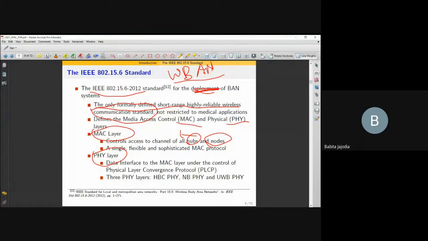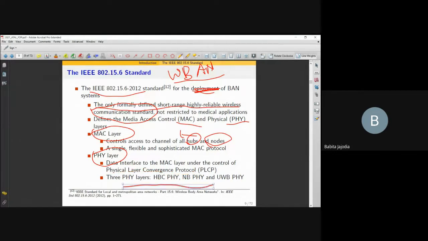So it tells us how the control should be done, and it should be a single, flexible and sophisticated MAC protocol. Generally the MAC layer is designed by communication engineers as well as network engineers. But when we say transceiver design, our main focus is the physical layer, also called the PHY layer. The physical layer is basically an interface for how to transmit the data from the MAC layer, but under a particular protocol. And the standard has defined 3 physical layers.